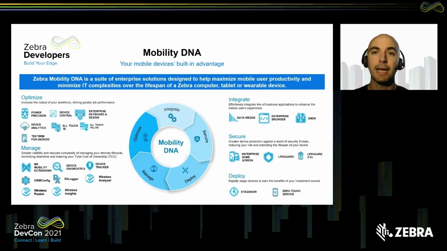Now, Mobility DNA is really broken into 5 key pillars that you can see here: integrate, secure, stage, manage, and optimize. And for each of these, there's a number of tools that allow customers to gain greater visibility, management, and control of their devices. On the integration side, we allow both native and HTML5 apps to access the lower level Android value adds that we've included on our devices.